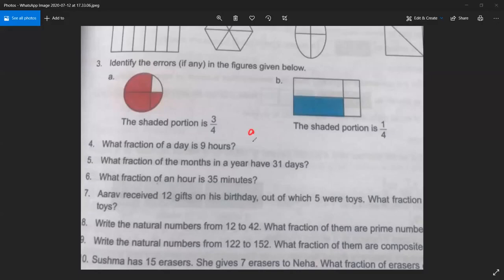So this will be 9 by 24, and this can be reduced to 3 by 8. So you should always write the final answer. This will be 3 by 8. Have you understood? Yes, sir. Can you do question number 5?